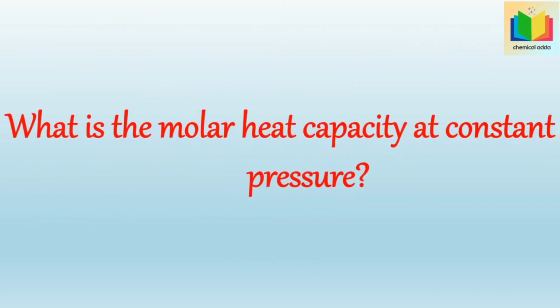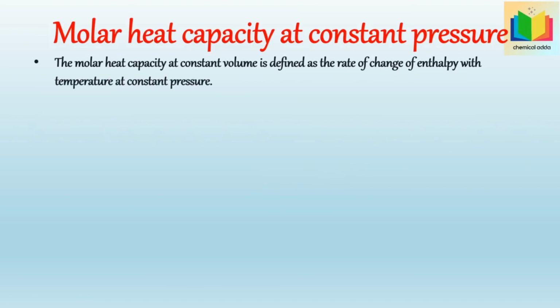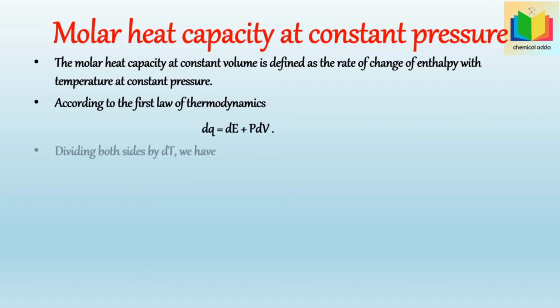Now, next question. What is the molar heat capacity at constant pressure? The molar heat capacity at constant pressure is defined as the rate of change of enthalpy with the temperature at constant pressure. According to the first law of thermodynamics, dQ is equal to dU plus P dV. Now after dividing both sides by dT, we have dQ by dT is equal to dU plus P dV by dT, which is equal to dU divided by dT plus P dV divided by dT.